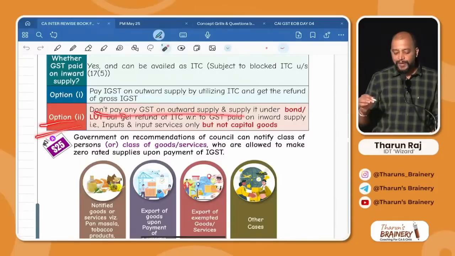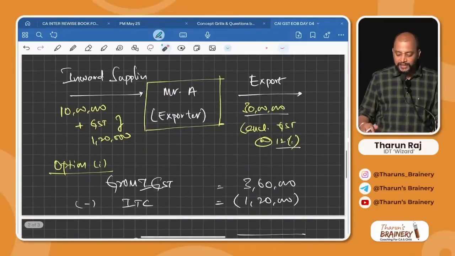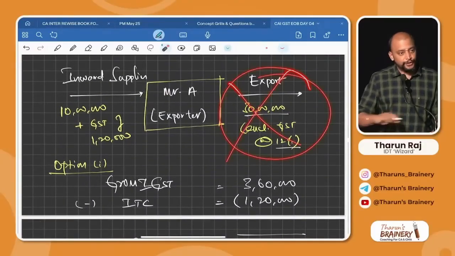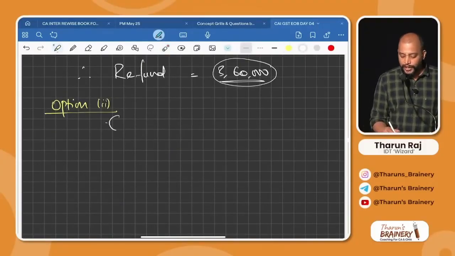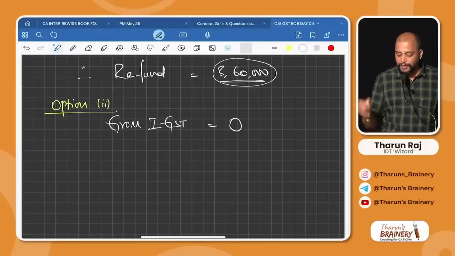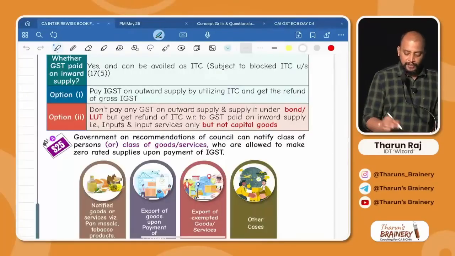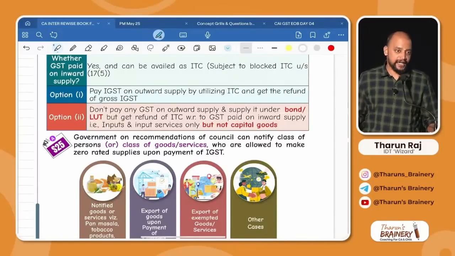Option 2: don't pay any GST on outward supply. On their outward supply, they don't have to pay any GST. Means on export, there is no GST. What is the gross GST payable? The gross IGST itself will be zero. They will not pay anything. But it is under bond or LUT. They will export under bond or letter of undertaking.